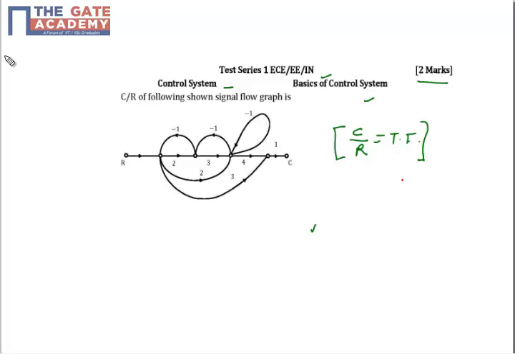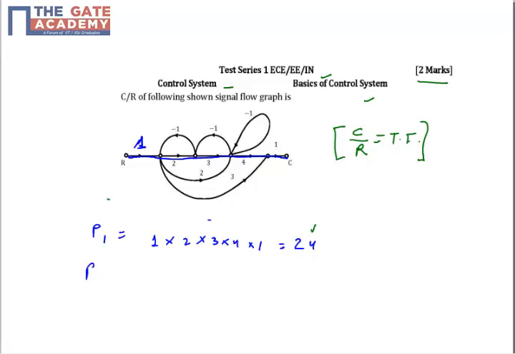Okay, so the first thing we see in Mason's gain formula is the forward path. How many forward paths do you have? You can see that in this diagram we have a total of 3 forward paths. One is the straight forward path from input to output, that is my P1, which is 1 into 2 into 3 into 4 into 1, which is 24. This is a straight line. This is the first forward path.